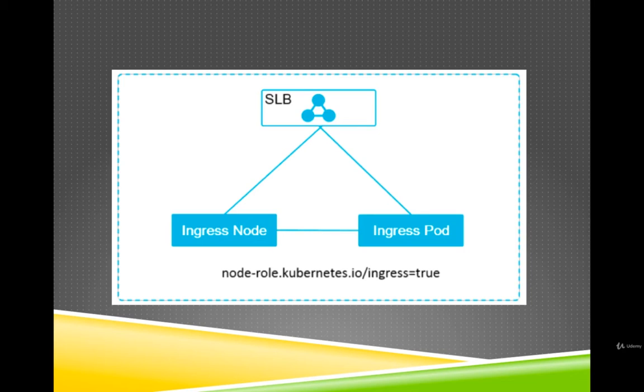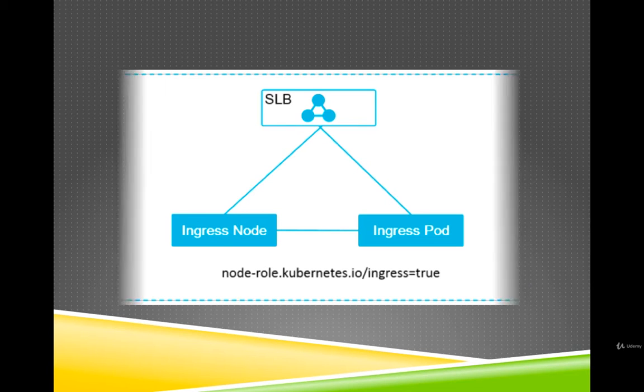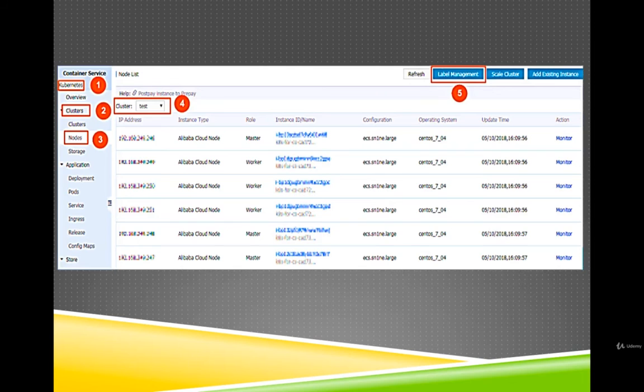So first step, add a label for ingress nodes. Log on to the container service console, click Kubernetes, clusters and then nodes in the left side navigation pane, as we have been doing. Select the cluster from the cluster drop-down list. View the instance ID of the worker nodes and then click label management in the upper right corner, as you can see on the screen. The label management page appears.